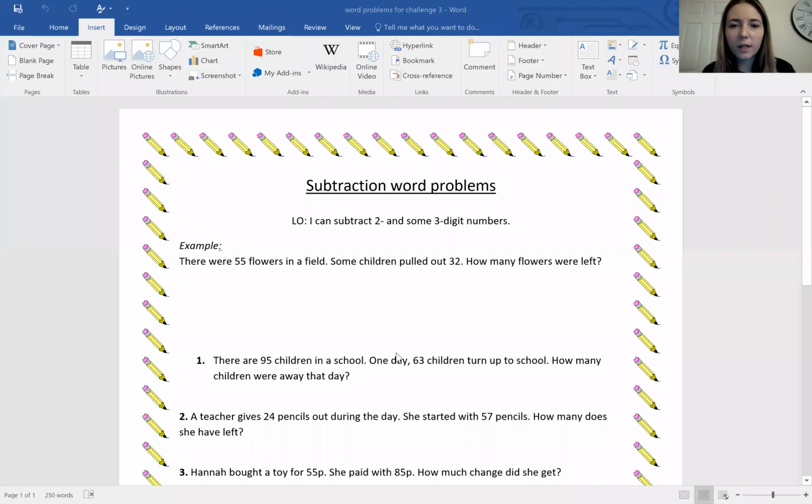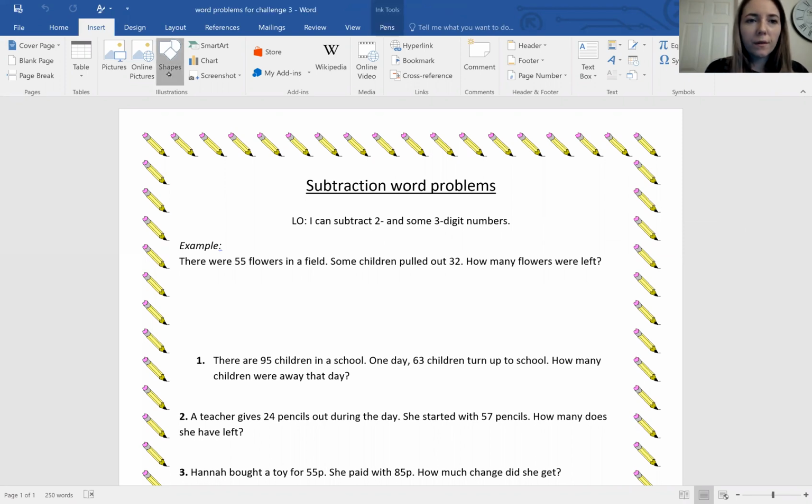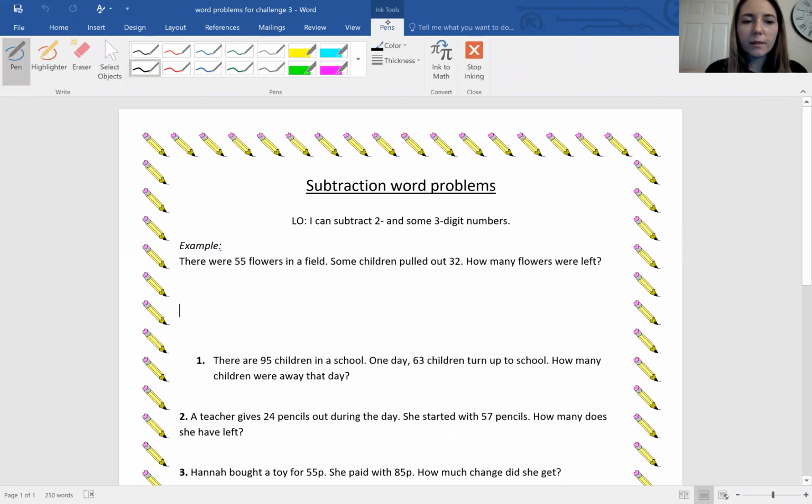Okay, so here's the example. There were 55 flowers in a field. Some children pulled out 32. How many flowers were left? So we need to think about which number are we taking away from what? So first of all, I'm going to start by drawing a part-whole model because that helps me to know what I need to do with the numbers.